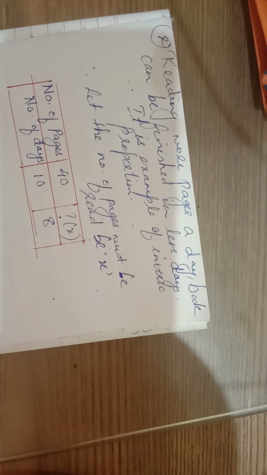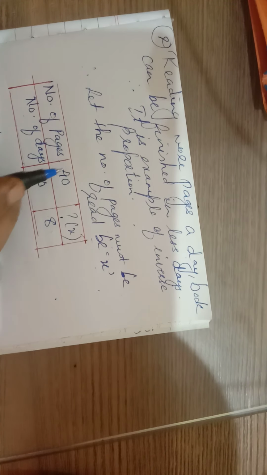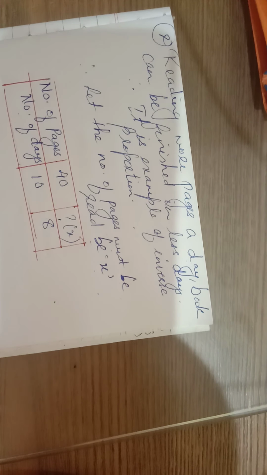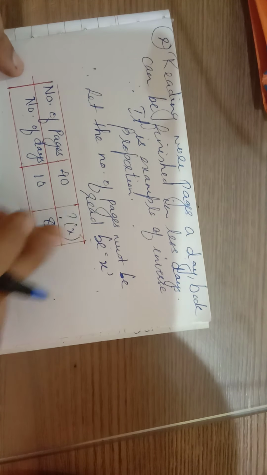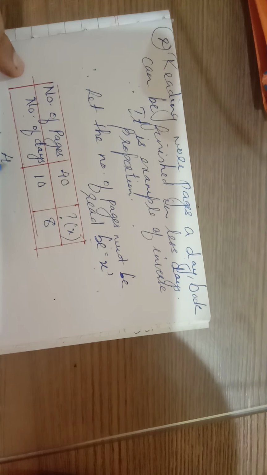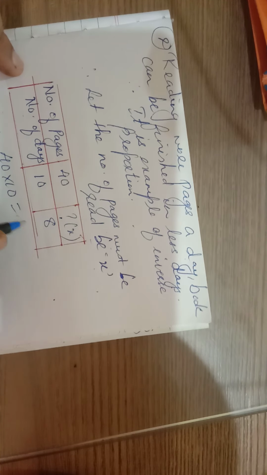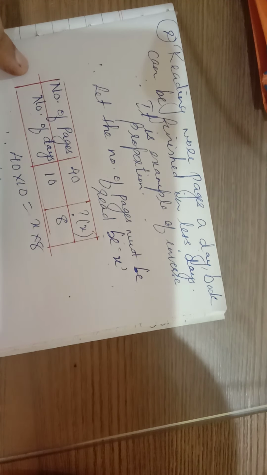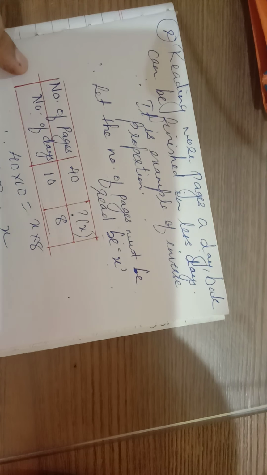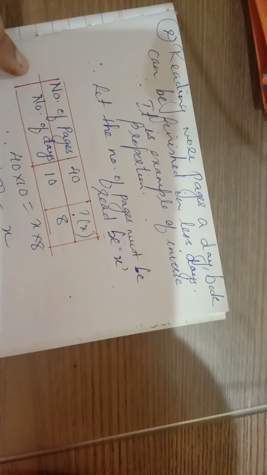So now, as we know, first we'll write the variable one, that is, the product of both the constants. So we can write it as 40 into 10 is equal to x into 8, or you can write 8 into x. This becomes what, children? 400 upon 8 is equal to x. You can bring 8 down. Now 8 fives are 40, and this is 0. So 50 is equal to x. Therefore x is equal to 50.